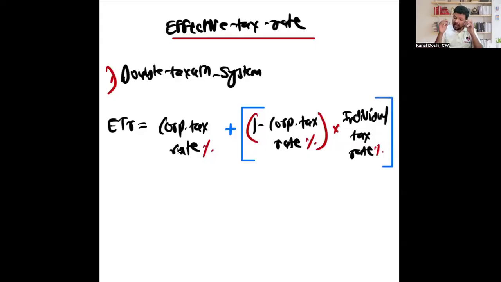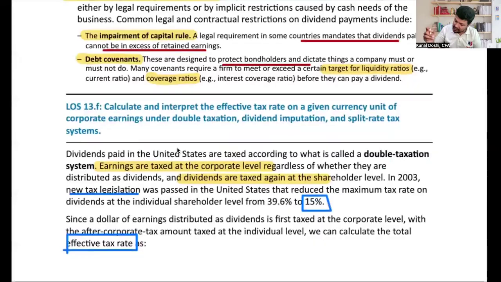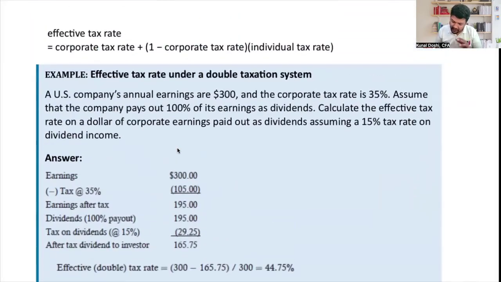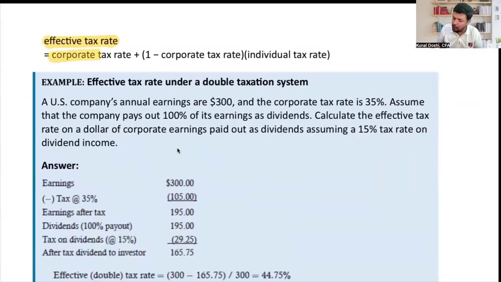So first, my company is paying the tax, and then I am paying the tax on whatever money is distributed. That's the effective tax rate under the double taxation system, everyone. So let me show you this. See here, a US company, and by the way, the formula is out there. Effective tax rate is corporate tax rate plus whatever remains on that individual tax rate.